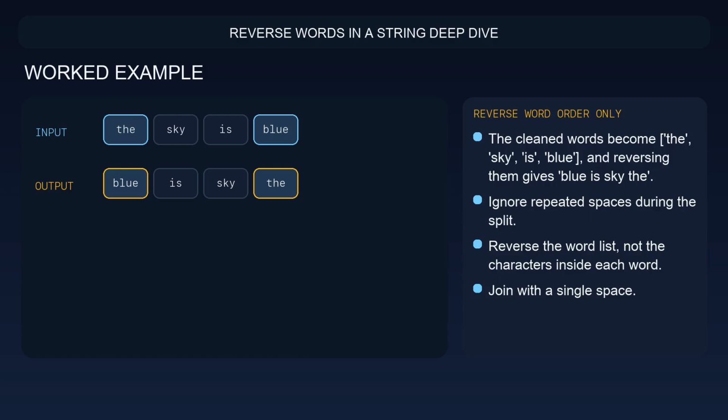The example makes the target precise. Words move, but the letters inside each word stay in the same order. The cleaned words become "the sky is blue", and reversing them gives "blue is sky the". So the walkthrough goes in order. First ignore repeated spaces during the split, then reverse the word list, not the characters inside each word, and finally join with a single space.